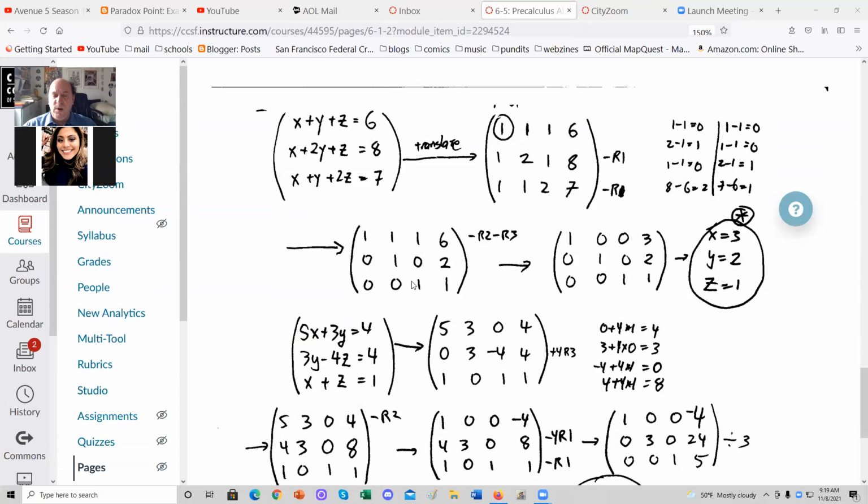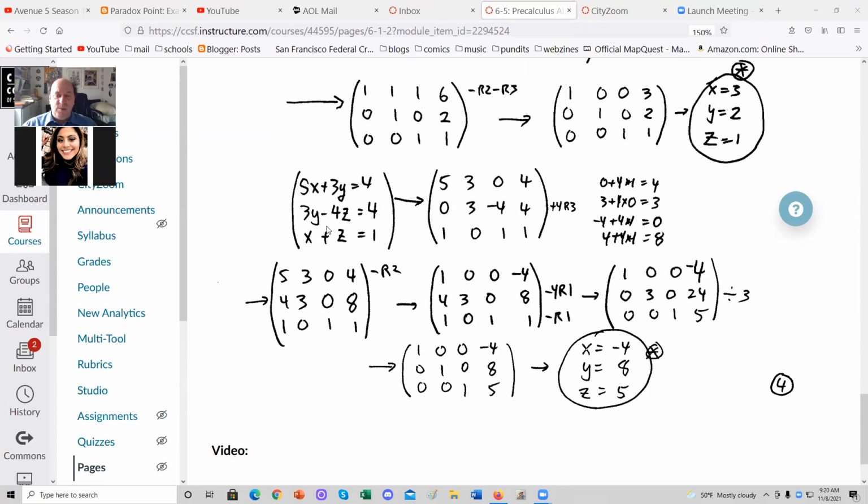Okay. Well, we'll use this one here and this one here to clear away this. So subtract row 2 and row 3 from row 1. And after appropriate operations, you get 1, 0, 0, 3, 0, 1, 0, 2, 0, 0, 1, 1. So x is 3, y is 2, z is 1. That solves this system.